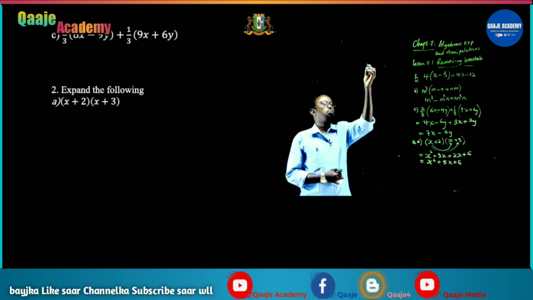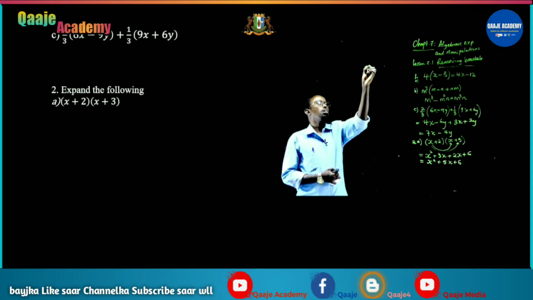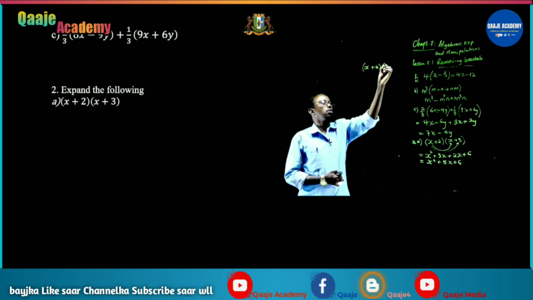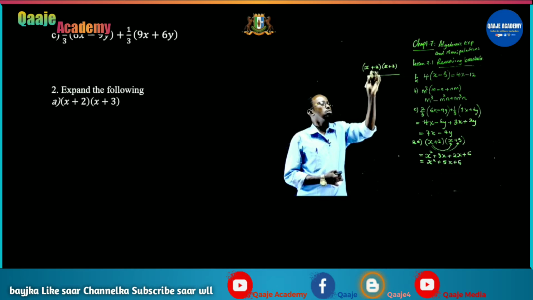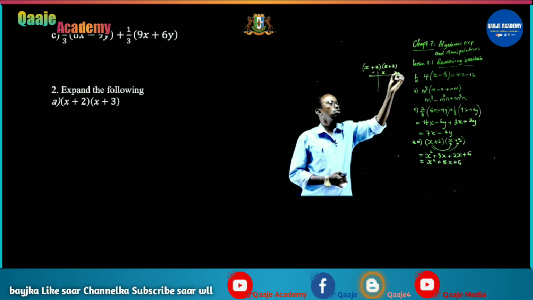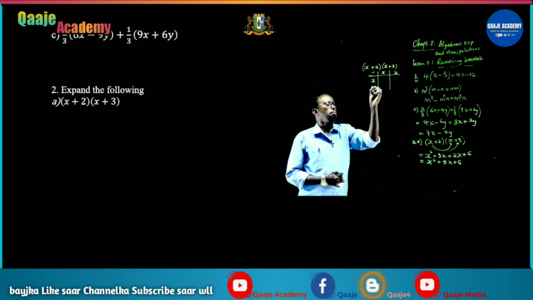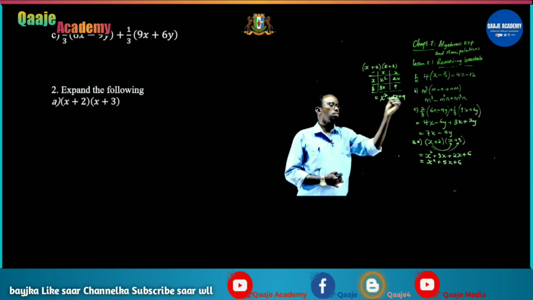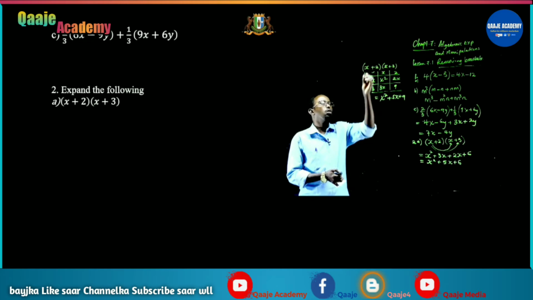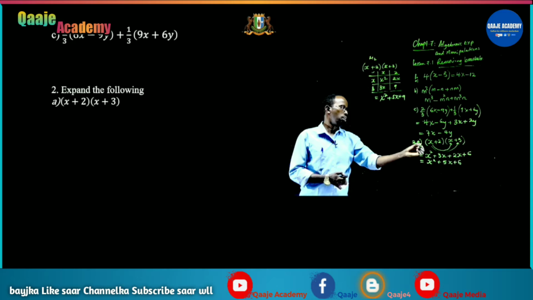A different way: x plus 2, x plus 3. You just use a table. You write x plus 2 and then x plus 3, and you multiply like this. x times x, x squared, x times 3, 3x, 2 times x, 2x, 2 times 3, 6. So therefore you get x squared plus 5x plus 6. So that is another way. This is method 2.